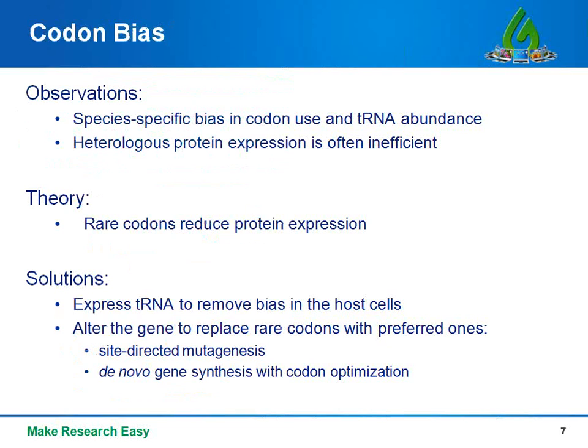Now, to try to address this problem, several different solutions have been used. The first is to co-express the genes along with genes that encode the rare tRNA molecules. So that essentially removes the tRNA bias in the host cell. This has worked pretty well in several cases. Another strategy is to alter the gene that you're putting in to replace the rare codons with preferred codons in the host. Now that can be done using site-directed mutagenesis, but as you can imagine, even with a relatively small gene, you might need to make dozens or hundreds of single nucleotide mutations, which could be very tedious and time-consuming. But it has been done, and it does seem to work.